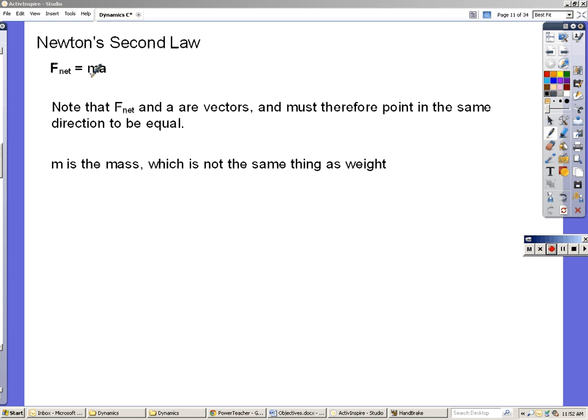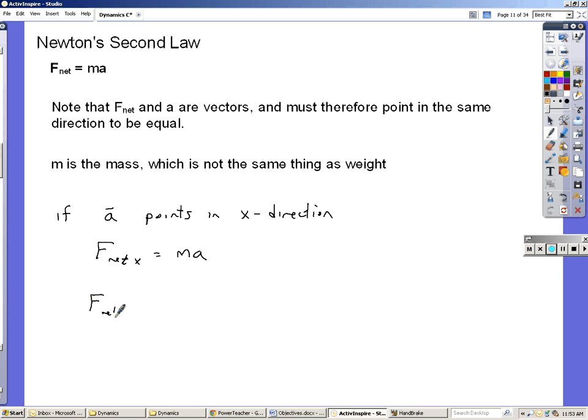And because F net and a have to point in the same direction to be equal, what that means is that if acceleration points in the x direction, the x component of the net force equals ma, and the y component of the net force equals 0, which is quite useful because this is essentially two different equations. And that means we can solve a lot more problems with two equations than with one.